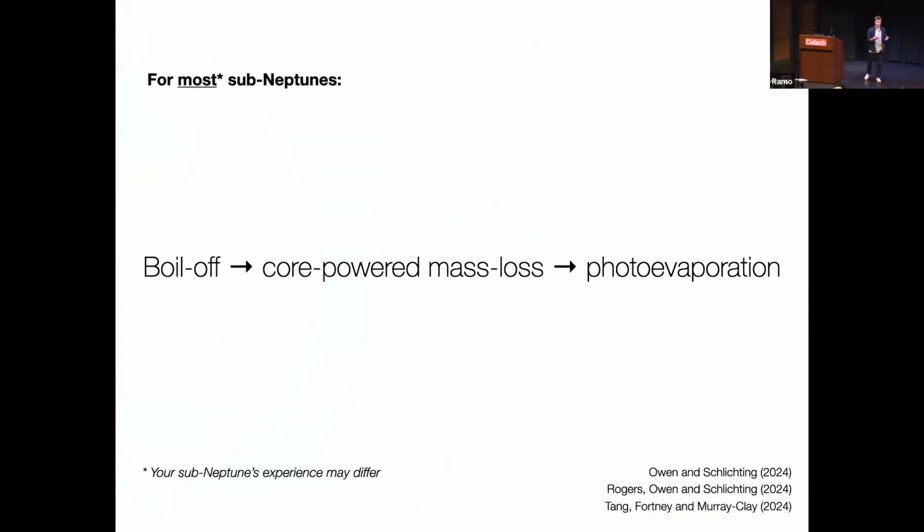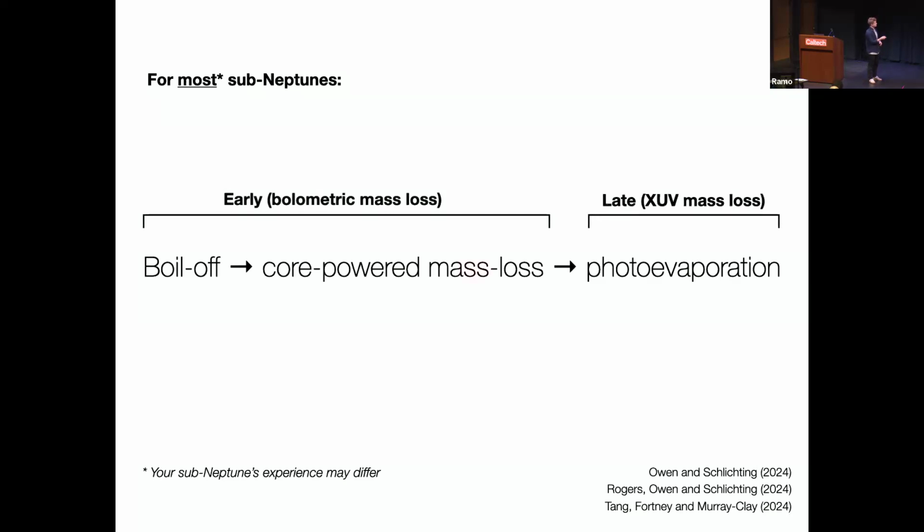So this is one of the main takeaways I want from this talk: we think that for most sub-Neptunes, this is probably the evolutionary timeline that we're expecting, given a self-consistent thinking of these mass loss processes. So we're going from boil-off and core-powered mass loss, which are bolometrically driven, to photoevaporation once the disk is dispersed, and this is XUV mass loss. So it's actually the other way around than when you think about these processes individually. There are ways of changing this order subtly, so that's why I put this little bit of small print down here, that there are ways of changing this order for some planets, and if you're interested, I'm going to point you to these papers over here, which go into that in a lot more detail.